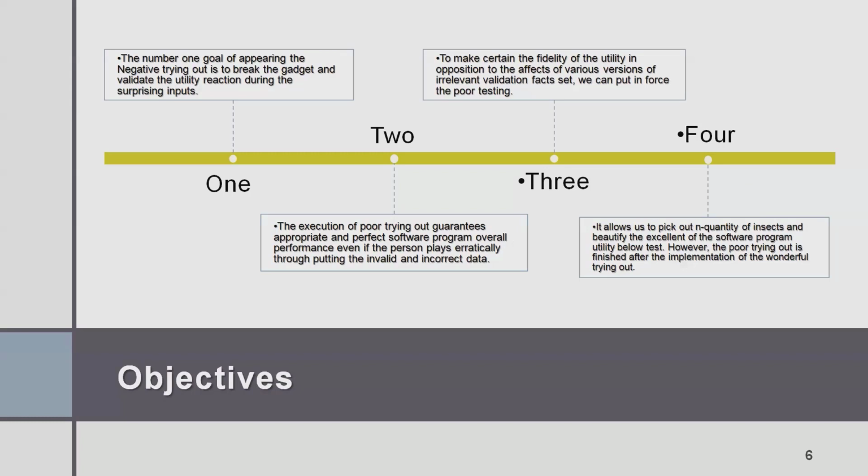Third is to ensure the fidelity of the application against the effects of various irrelevant validation data sets. We can implement the negative testing. And fourth, it allows us to identify a number of bugs and enhance the quality of the software application under test. However, negative testing is done after the implementation of positive testing.